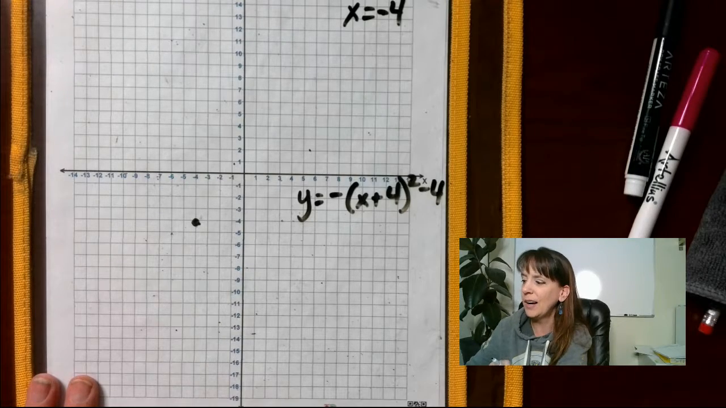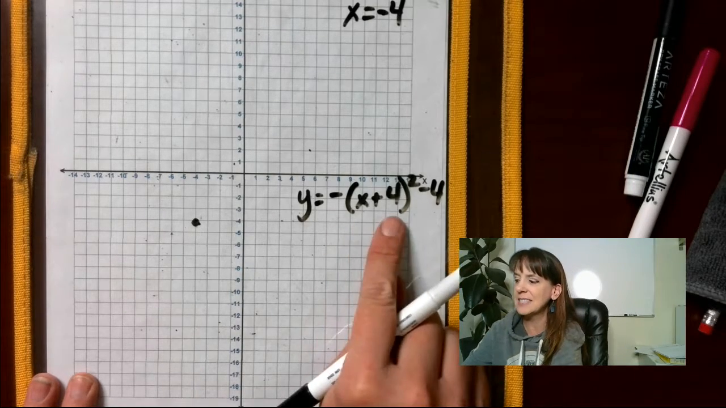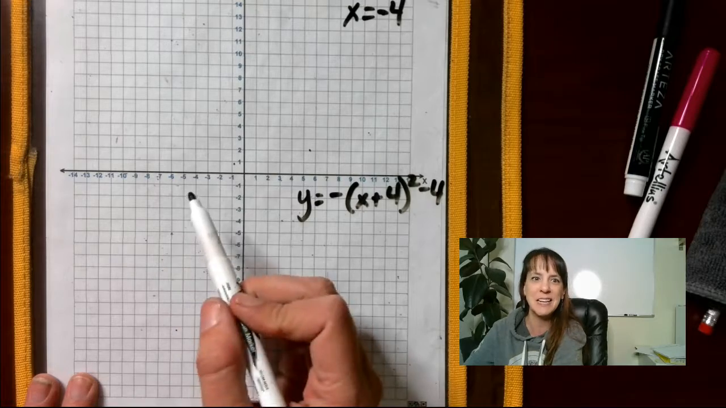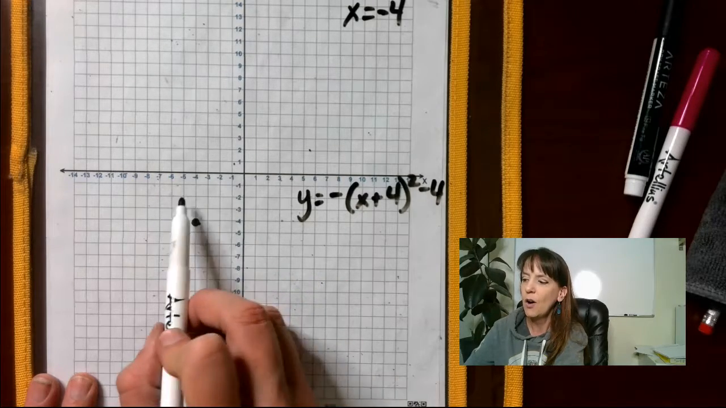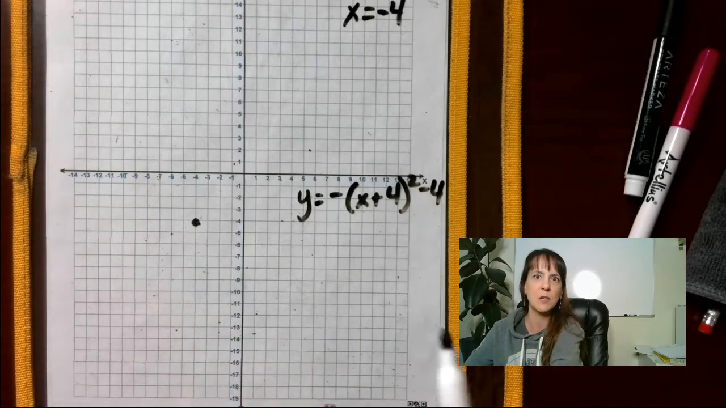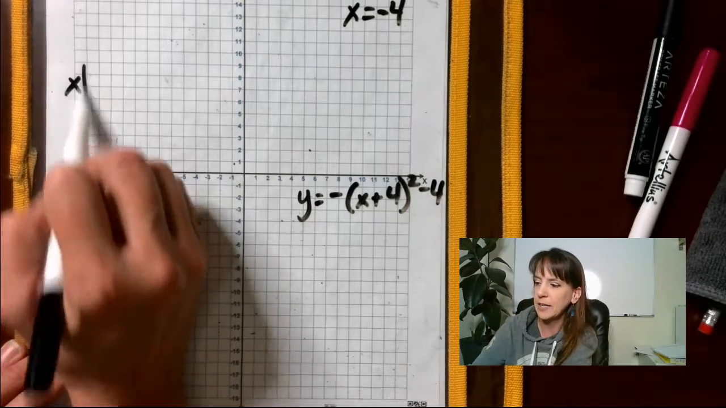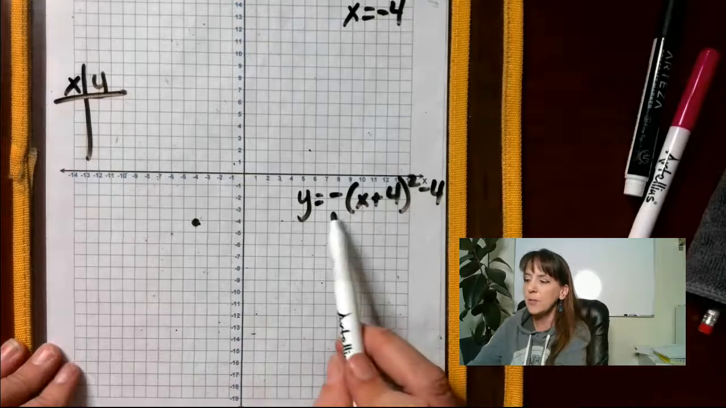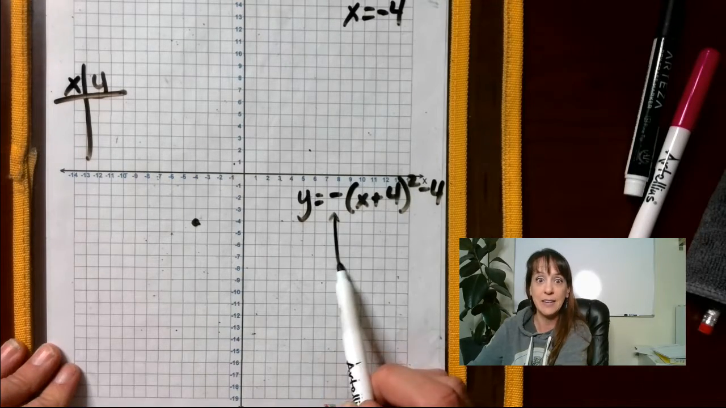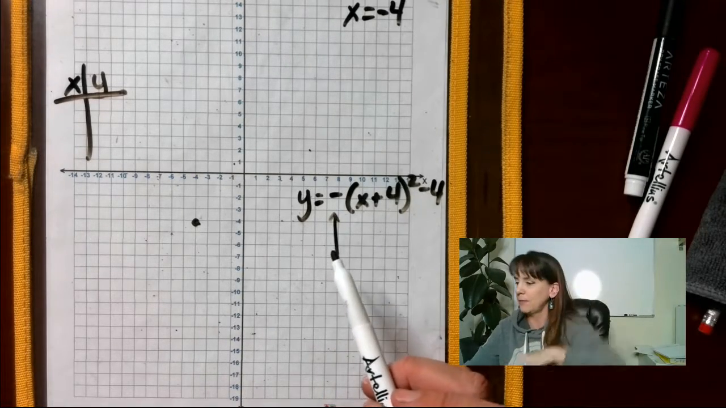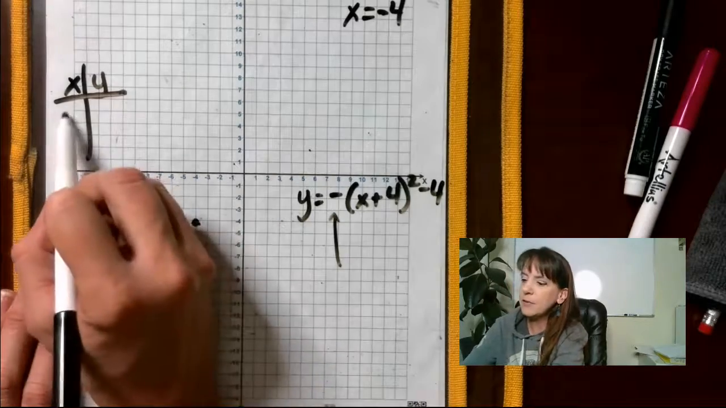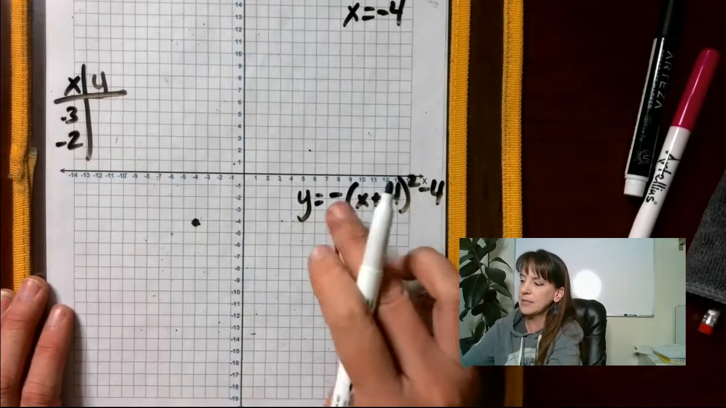Okay, so all right, we've got our vertex here. So like I was saying, you either want to pick -3, -2, or -5, -6, because what happens on one side is going to happen on the other. So let me do an XY chart here. Now, the other thing we know is this is a negative, right? So this guy should be opening down. So I'm going to pick -3, -2, and see what happens.